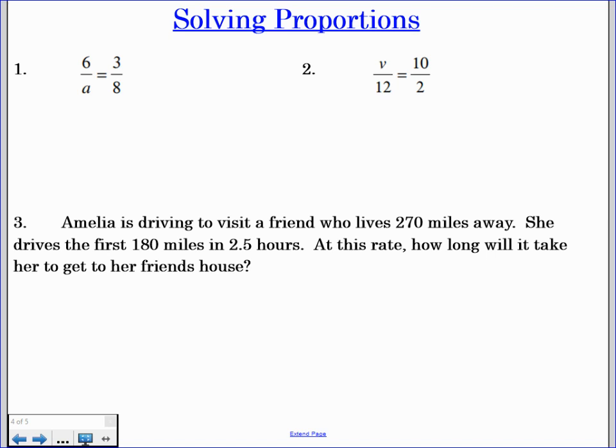We are looking at solving proportions in today's video. I'm going to use a couple different methods for problem 1 and problem 2. For problem 1, I need to find the value of a. 6 over a equals 3 over 8.